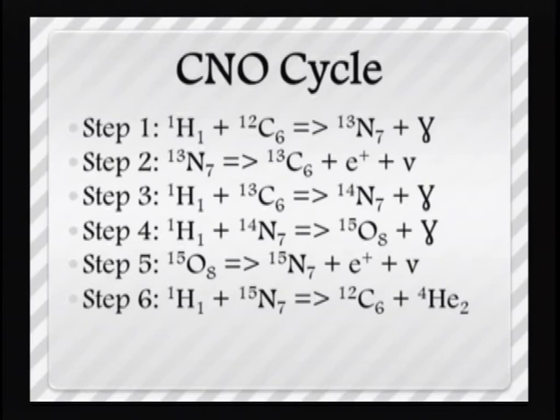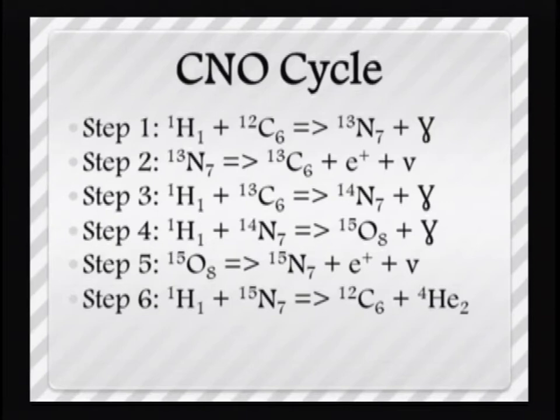Then in step 2, we take our nitrogen. It's unstable, so it immediately gets converted to carbon 13, notice not carbon 12, but carbon 13. We have a positron given off, and we have a neutrino given off. That neutrino, remember, is also energy. Not as much as what you're going to have in a gamma ray, but certainly it is energy. And remember that gammas are actually just electromagnetic radiation, whereas a neutrino is an actual particle.